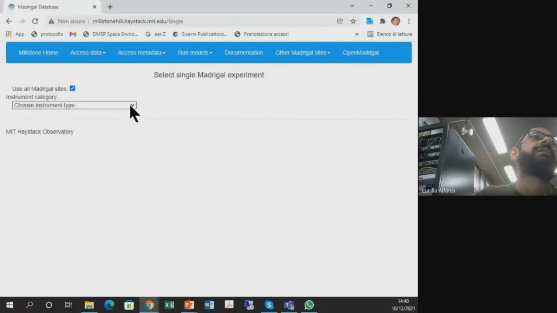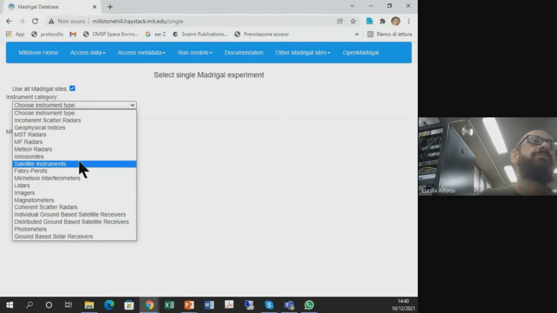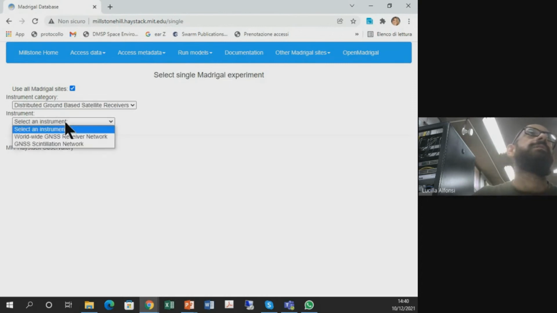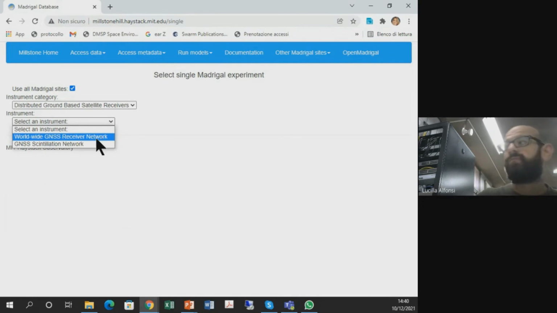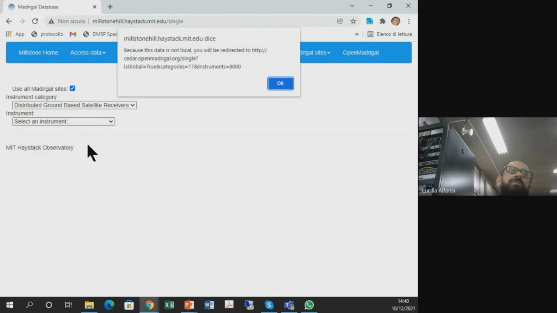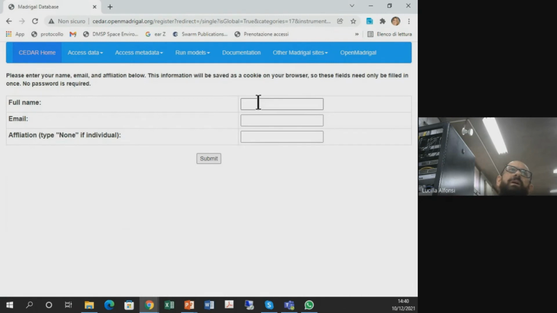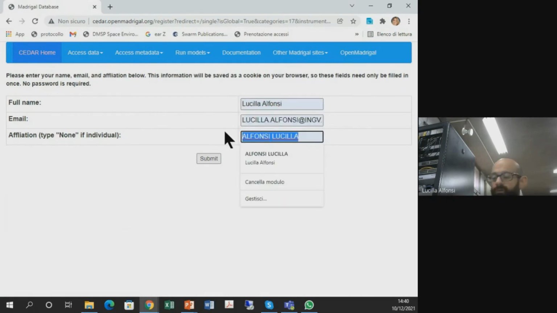Okay, here you can select the instrument type. So we are interested in TEC maps from ground-based GNSS receivers, so distributed ground-based satellite receivers. Then we can select the instruments, so the worldwide GNSS receiver network for TEC and GNSS scintillation network for scintillation indices. Let's go for this one. You will be redirected to another, let's say, server.